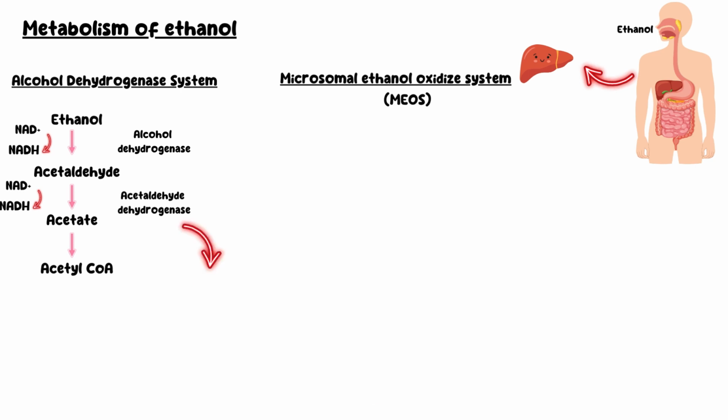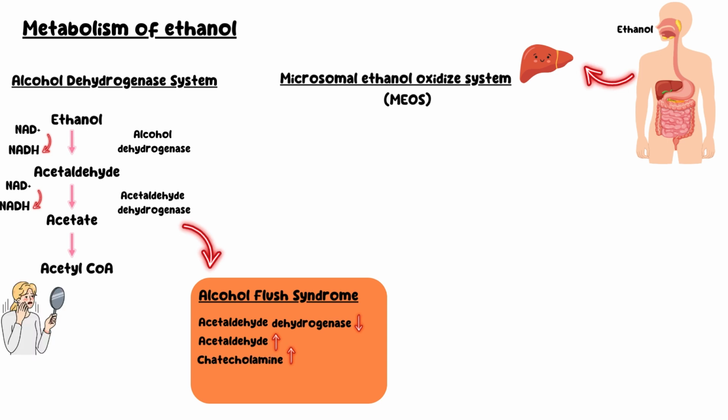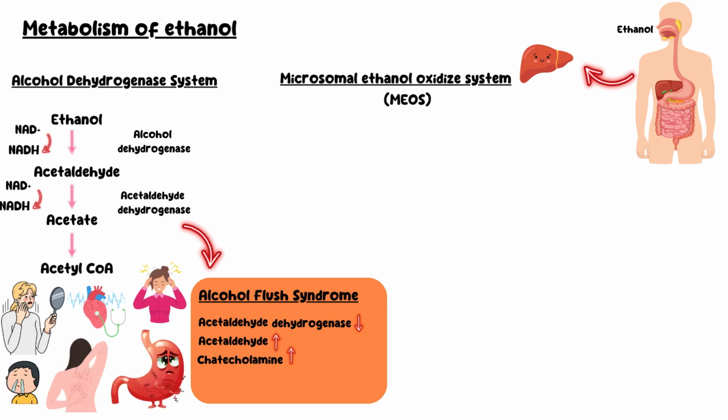Now, there is an important condition associated with the aldehyde dehydrogenase enzyme, that is the alcohol flush response. If due to any reason the aldehyde dehydrogenase enzyme becomes deficient, it causes acetaldehyde levels to rise in the body, resulting in catecholamine release, which causes flushing, meaning red face, rapid heart rate, headache, runny nose, hives and stomach pain.